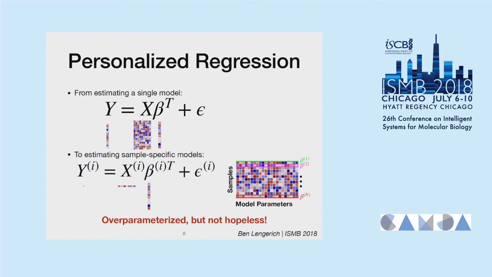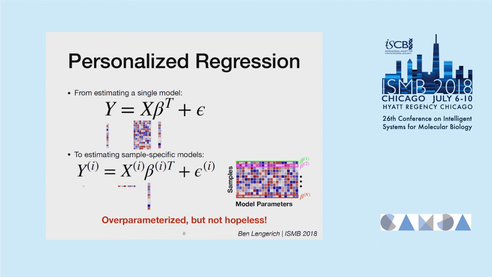So on the top, we're showing the standard form of a linear regression. This would be a population linear regression. So we say that the y vector is x times beta transpose. Beta here is the population effects. We're assuming that there are the same effects for everyone in the population.